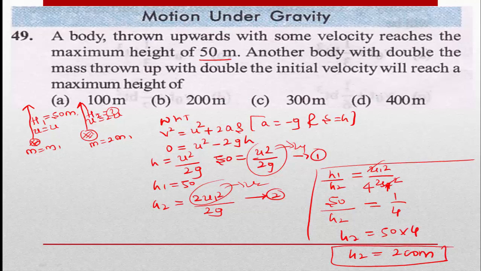That's why initially I said the height attained by the body will not depend upon the mass. One body is thrown upwards with the velocity, it reaches the maximum height of 50 meter, and another body with the double mass, thrown upwards with the double initial velocity, reaches the maximum height of 200 meter. Therefore, option D is the right answer, that is 200 meter.